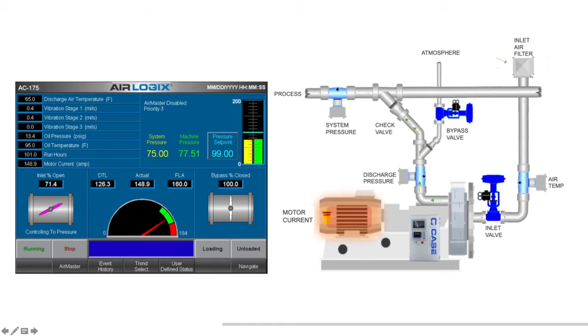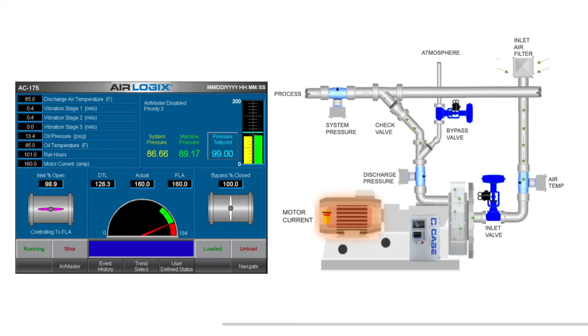Now, the bypass valve is completely closed and there is no more blow-off. And for the moment, the inlet valve is controlling to FLA, trying to load the compressor into the system as quickly and safely as possible. In the interest of time, I have increased the speed of this process of loading the compressor into the system.